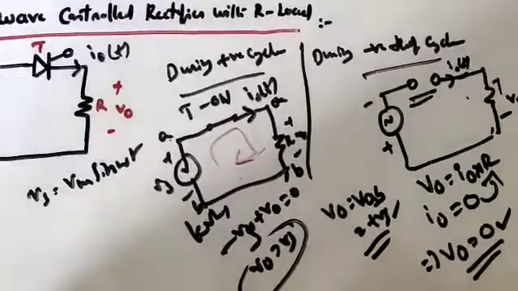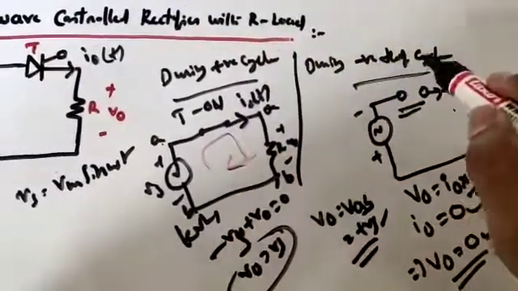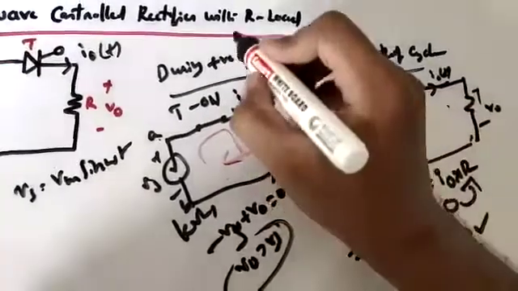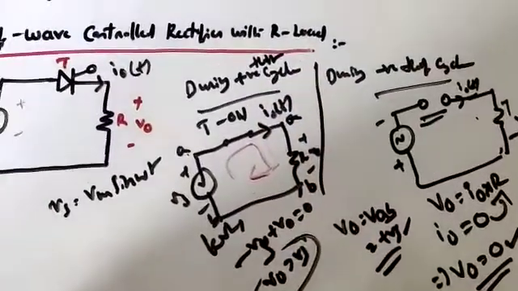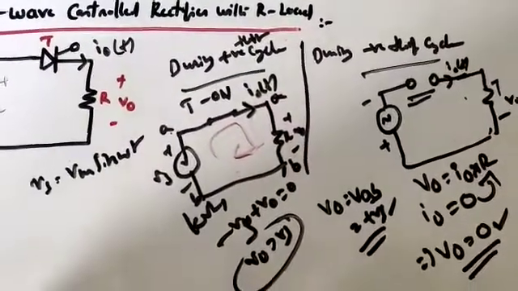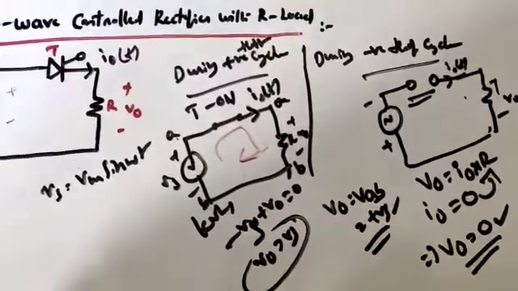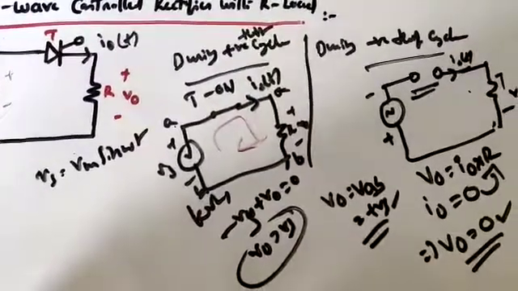So you have to remember what the things are. During positive half cycle what is happening, and during negative half cycle what is happening. That's it, right? So let us concentrate on waveforms of single phase half wave controlled rectifier with R load, right?